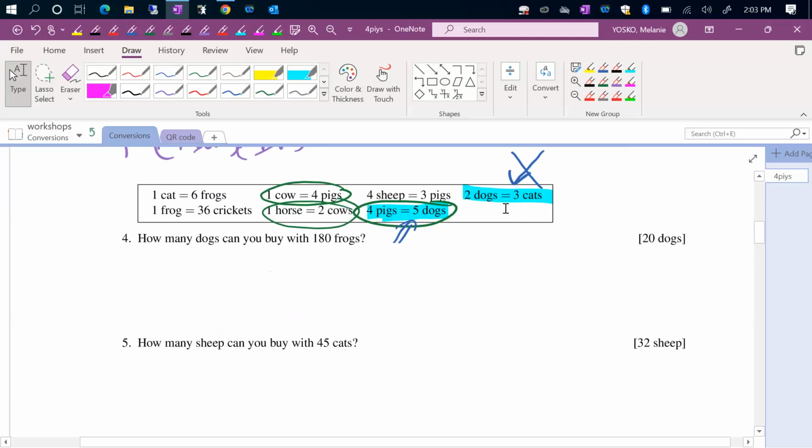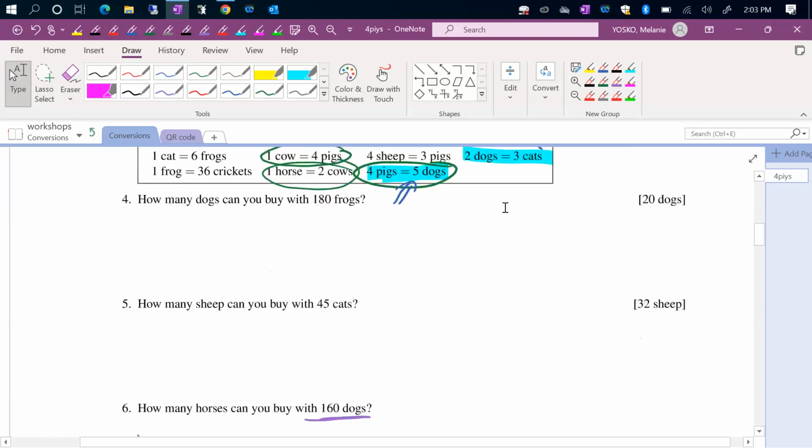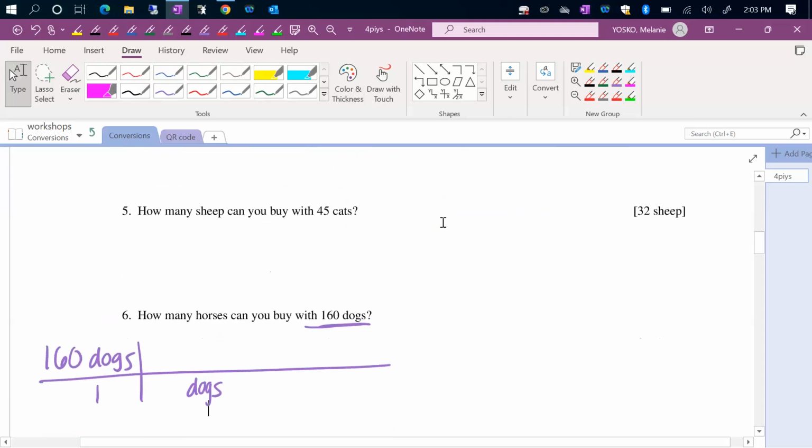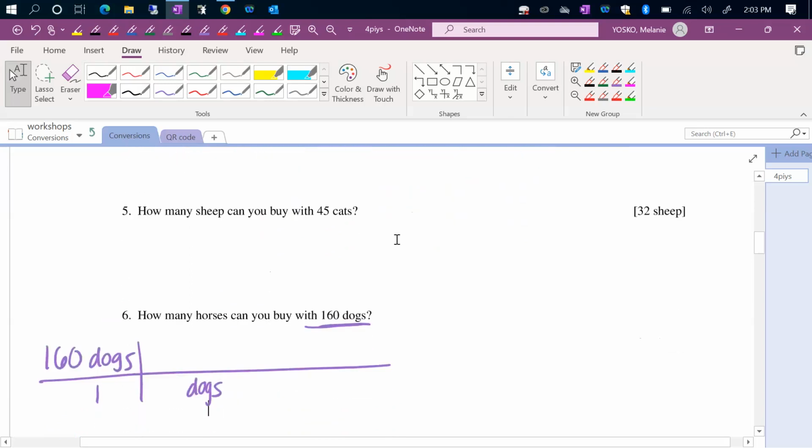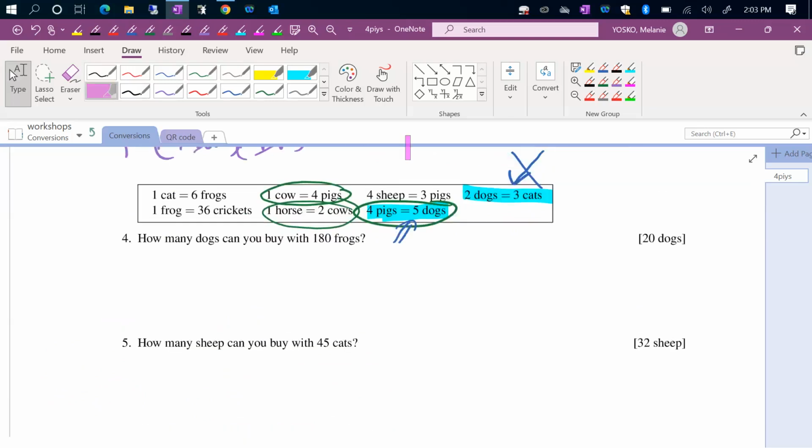I should have put them closer. Okay. So we have the 160 dogs. One count, the 4 pigs? Yeah, but we have to start with dogs. So we've kind of gone down the chain, right? We said this one didn't work. Dogs and cats did not give us the right location. So we said 5 dogs equals 4 pigs.